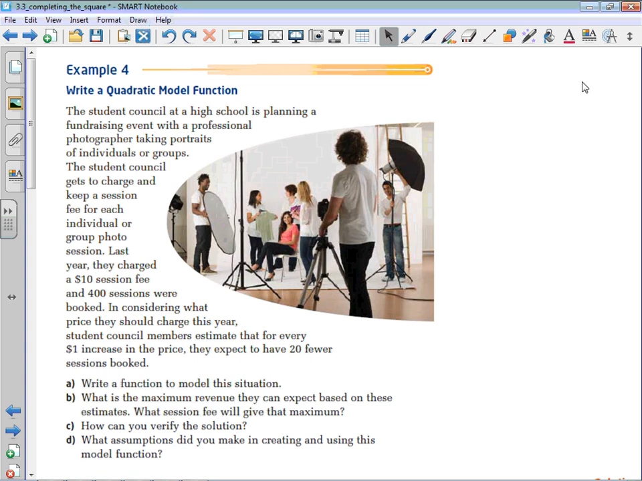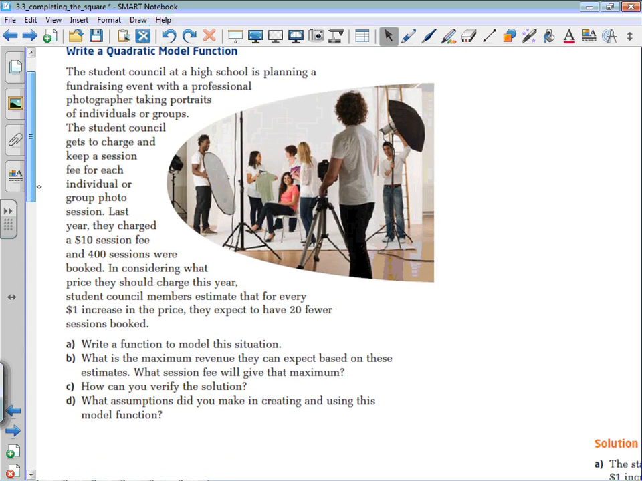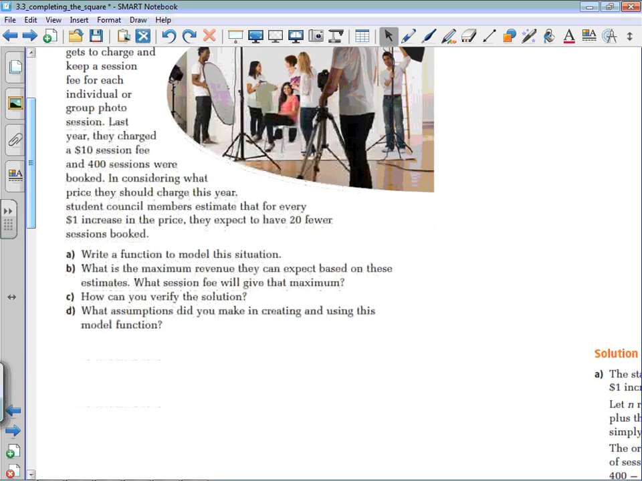Example 4 in 3.3 is a really good one where it talks about what we call optimization. It is the idea that by changing the price, we typically get more people to buy an item if we put the price down. If we increase the price, we might charge more per item, but we typically get fewer people buying it because it's more money.